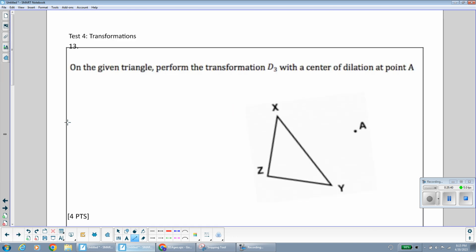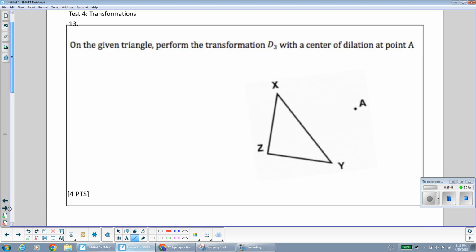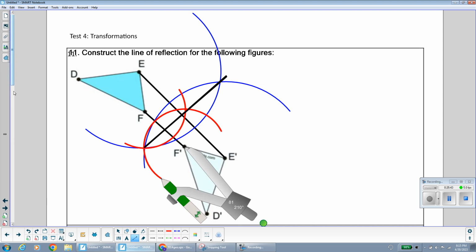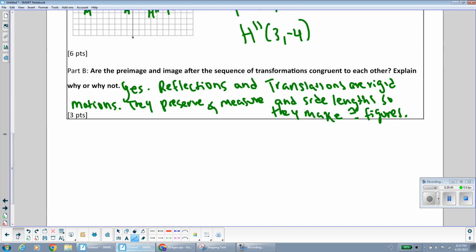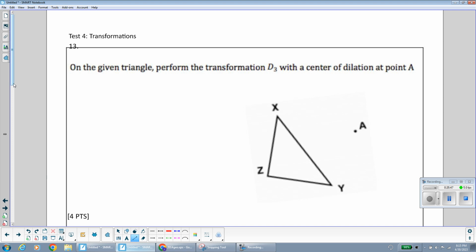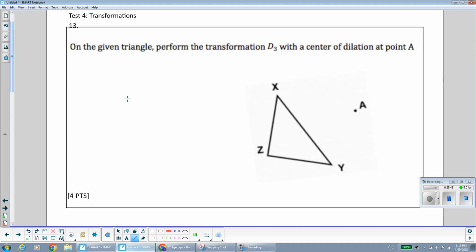Okay, and the last question. That was the last question, right? Let me see. Yeah, I didn't miss anything. Okay, and the last question, we're going to dilate this triangle by a scale factor of 3. So we're going to be making this triangle 3 times bigger. And the way that we're going to do that is we're going to take each of these points and move them 3 times the distance from point A as they already are.